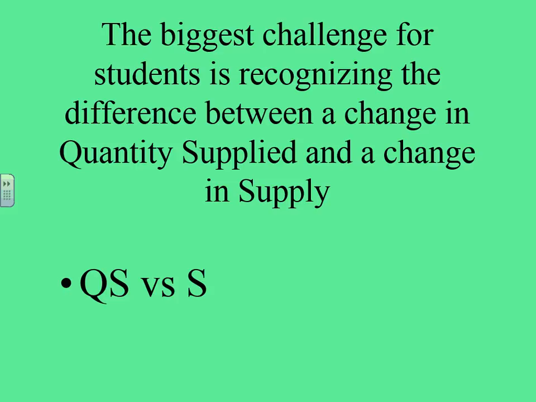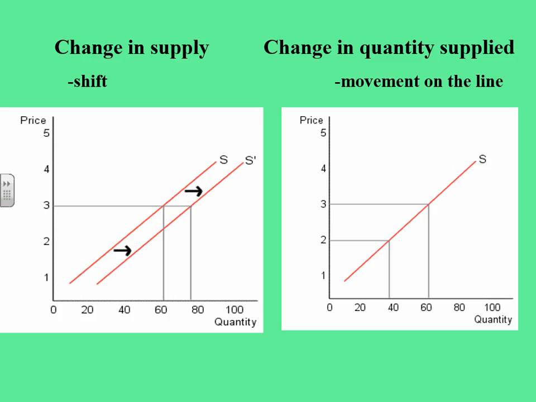Okay, so the biggest challenge just with the demand is making sure that you understand that there's a difference between quantity supplied and supply. What does a change in quantity supplied look like? What does a change in supply look like? A change in supply, like we just discussed, is a shift in supply. Whereas quantity supplied is movement on the line, it can only be caused by price. And so making sure that you understand those two things is key.